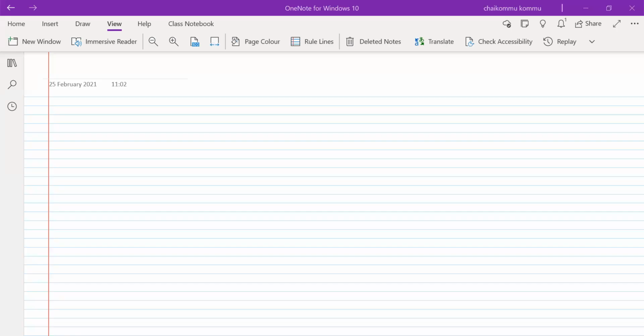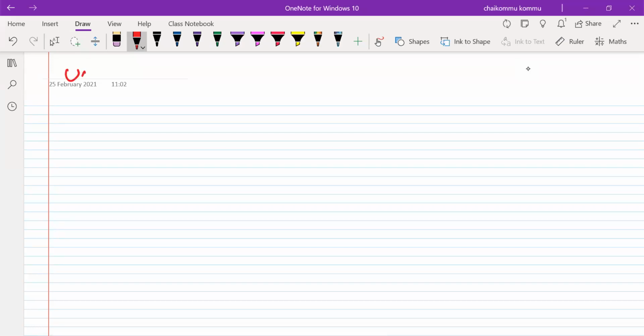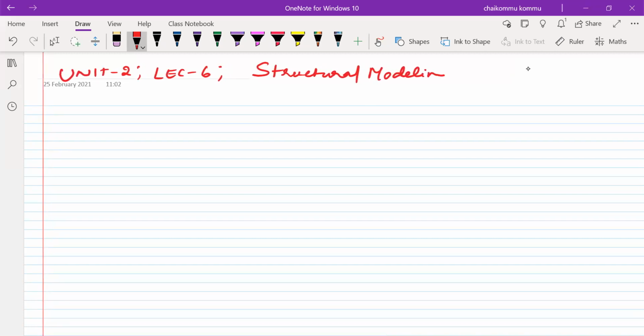So this is unit number 2 we are discussing. Unit number 2, lecture number 6. So we are going to discuss structural modeling. This is the very essential modeling style we have to learn, because previously we have seen only 3 modeling styles.